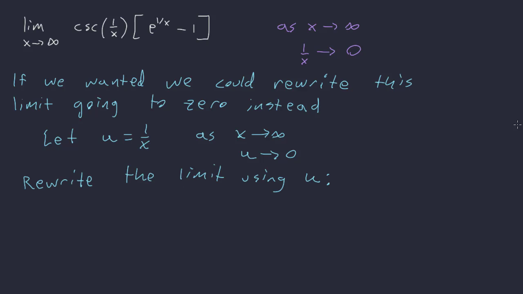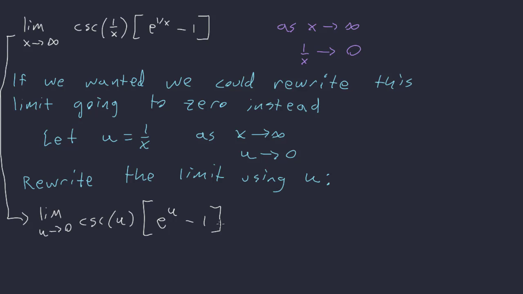Okay? Because if we do that, well, the cosecant of 1 over x is going to be cosecant of u. e to the 1 over x is just going to become e to the u. The minus 1 stays the same. And instead of the limit as x goes to infinity, we could rewrite this as the limit as u goes to 0. Right? And hopefully this is a nicer limit to wrap our heads around. We've definitely made the function itself nicer, okay?